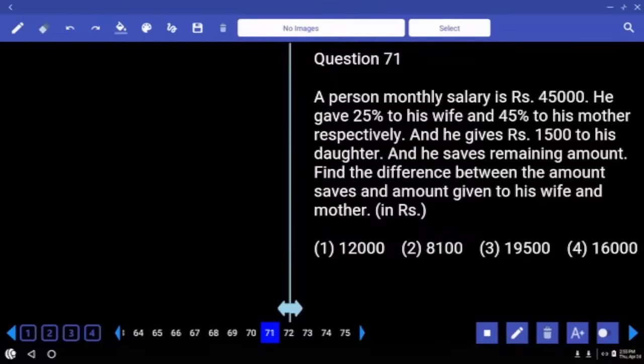A person's monthly salary is 45,000. He gave 25% to his wife, 45% to his mother, and gave 1,500 to his daughter. And he saves the remaining amount. Find the difference between the amount he saved and the amount given to his wife and mother.